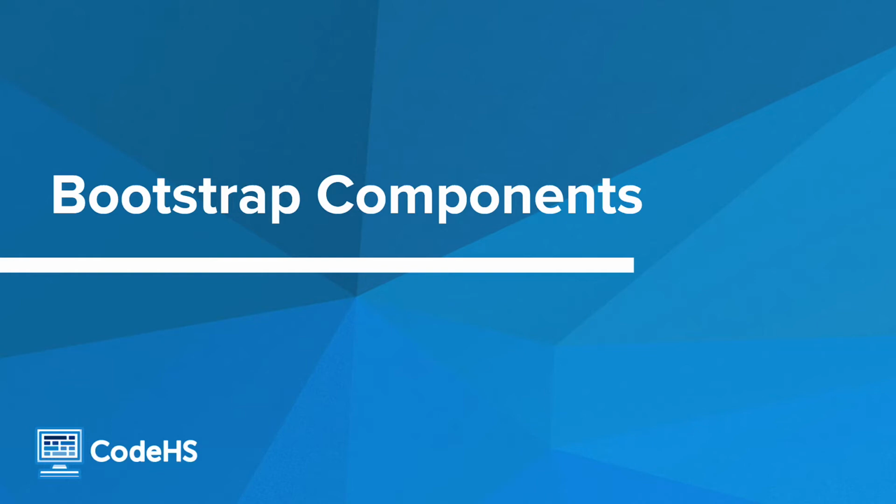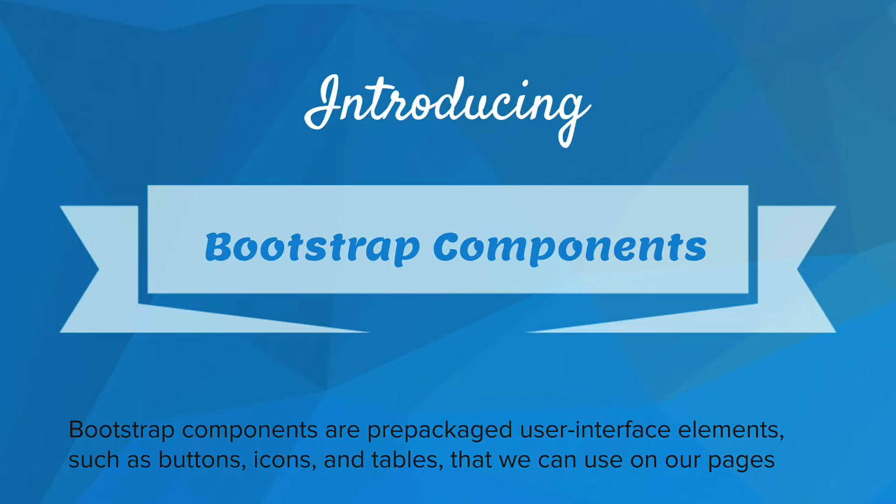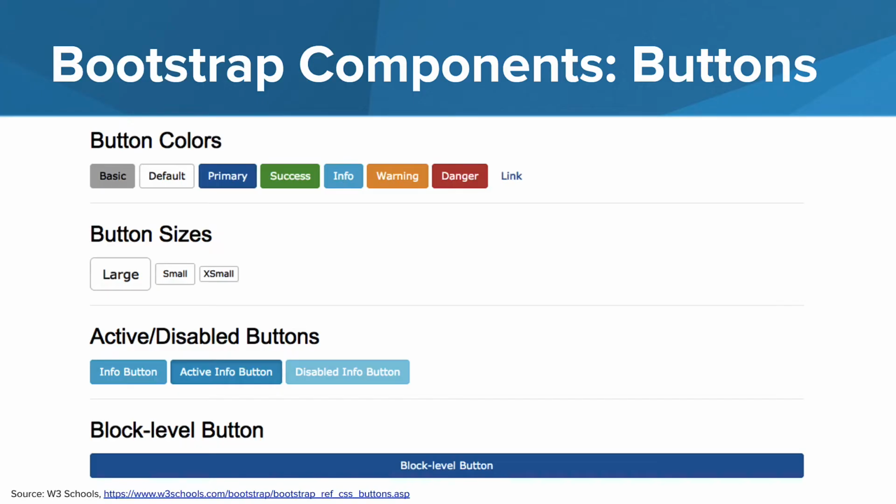Hi, in this lesson, we'll take a look at some of the more commonly used Bootstrap components. Bootstrap components are prepackaged user interface elements such as buttons, icons, and tables that we can use on our pages. The Bootstrap CSS framework comes with a variety of pre-built components that you can use on your website. Buttons are a common component on web pages that allow users to interact with content and navigate to other items.